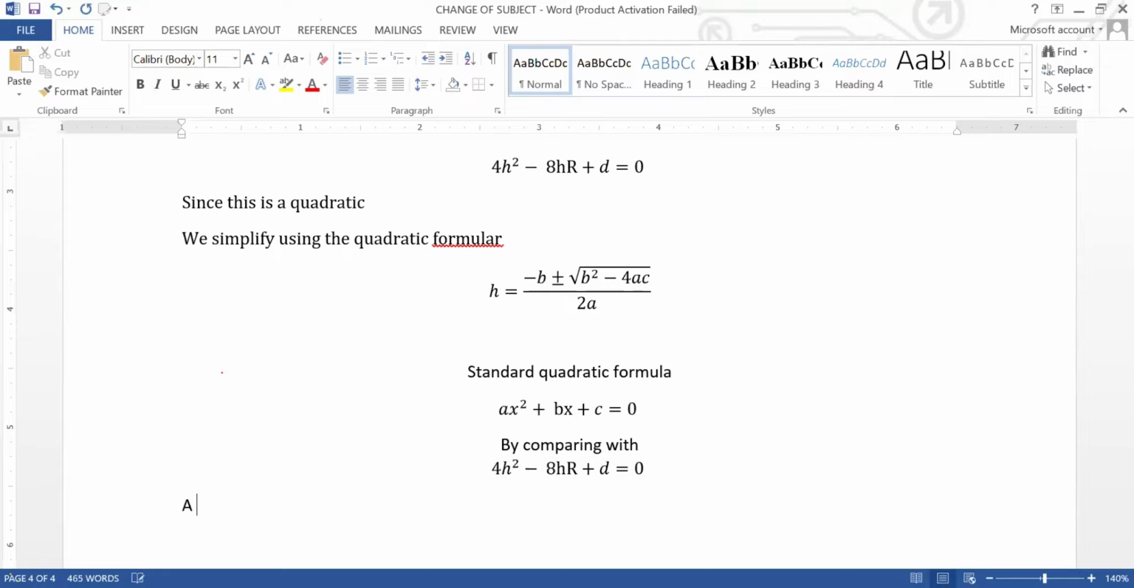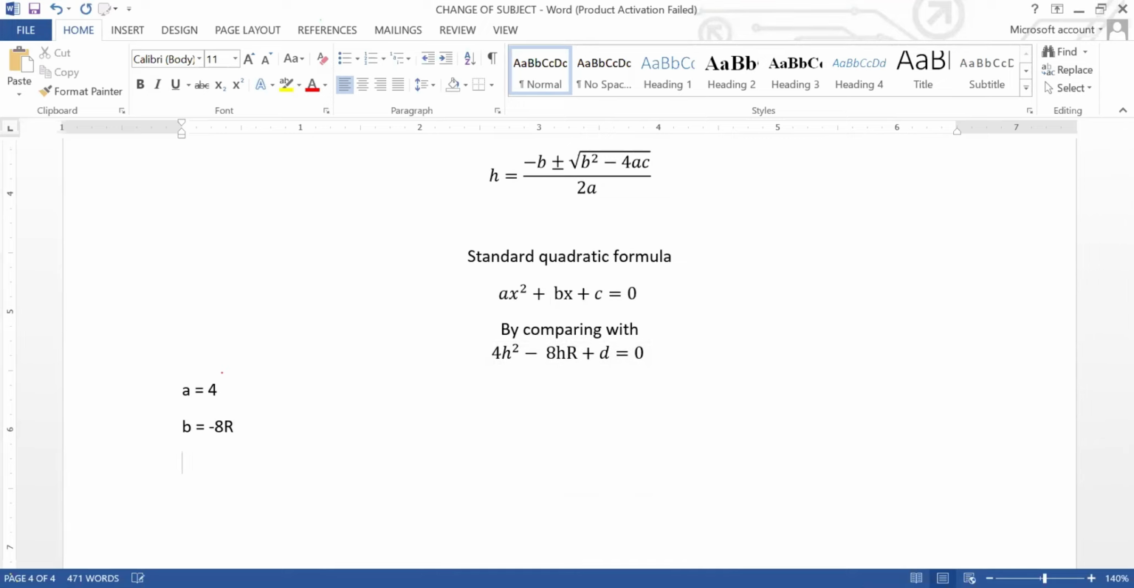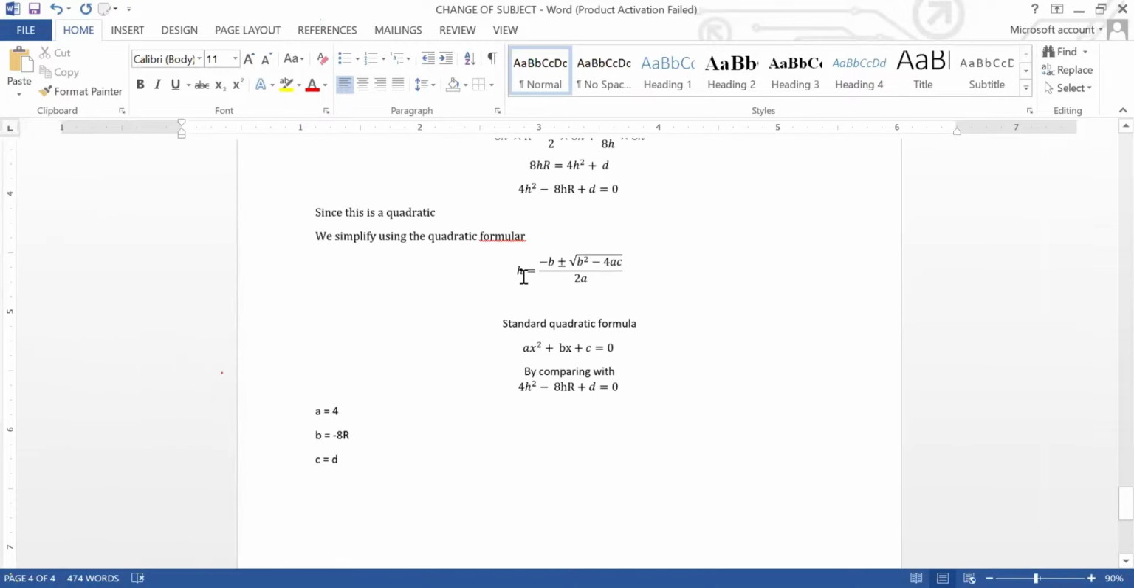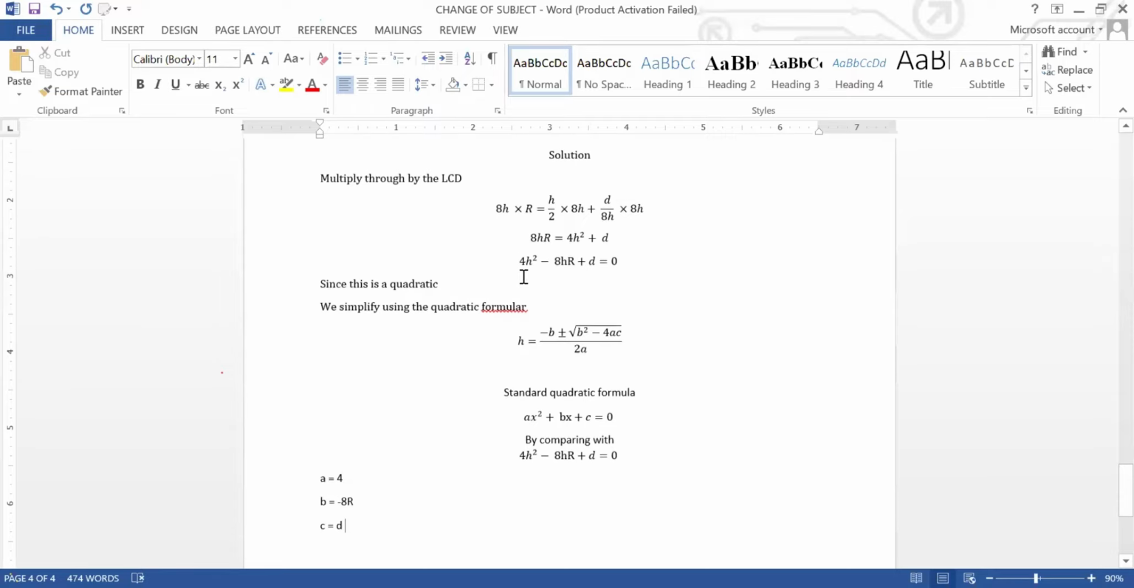you find out that A will be giving us 4. B will be giving us minus 8R, sorry. Because the H is the X, you see? And then C will be giving us D. You get it? Look at it. Have you seen it? Using the quadratic formula, the standard quadratic formula is this. By comparing with this, you have A is this, B is that, and C is that.